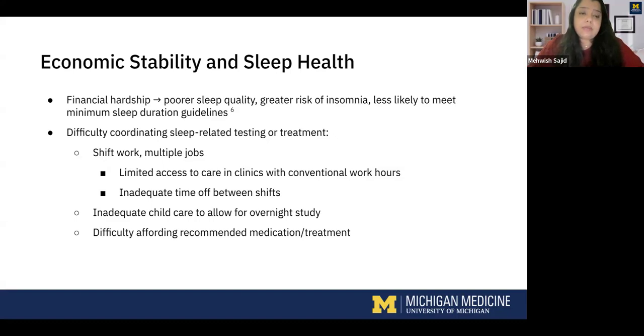And then patients also report difficulty with being able to pay for their copays for their CPAP machine or the supplies, or not being able to afford a medication that we recommend. And I just had a 20-minute conversation with a patient yesterday about how her Sunosi is $200 a month, and that's not something that's reasonable for her.